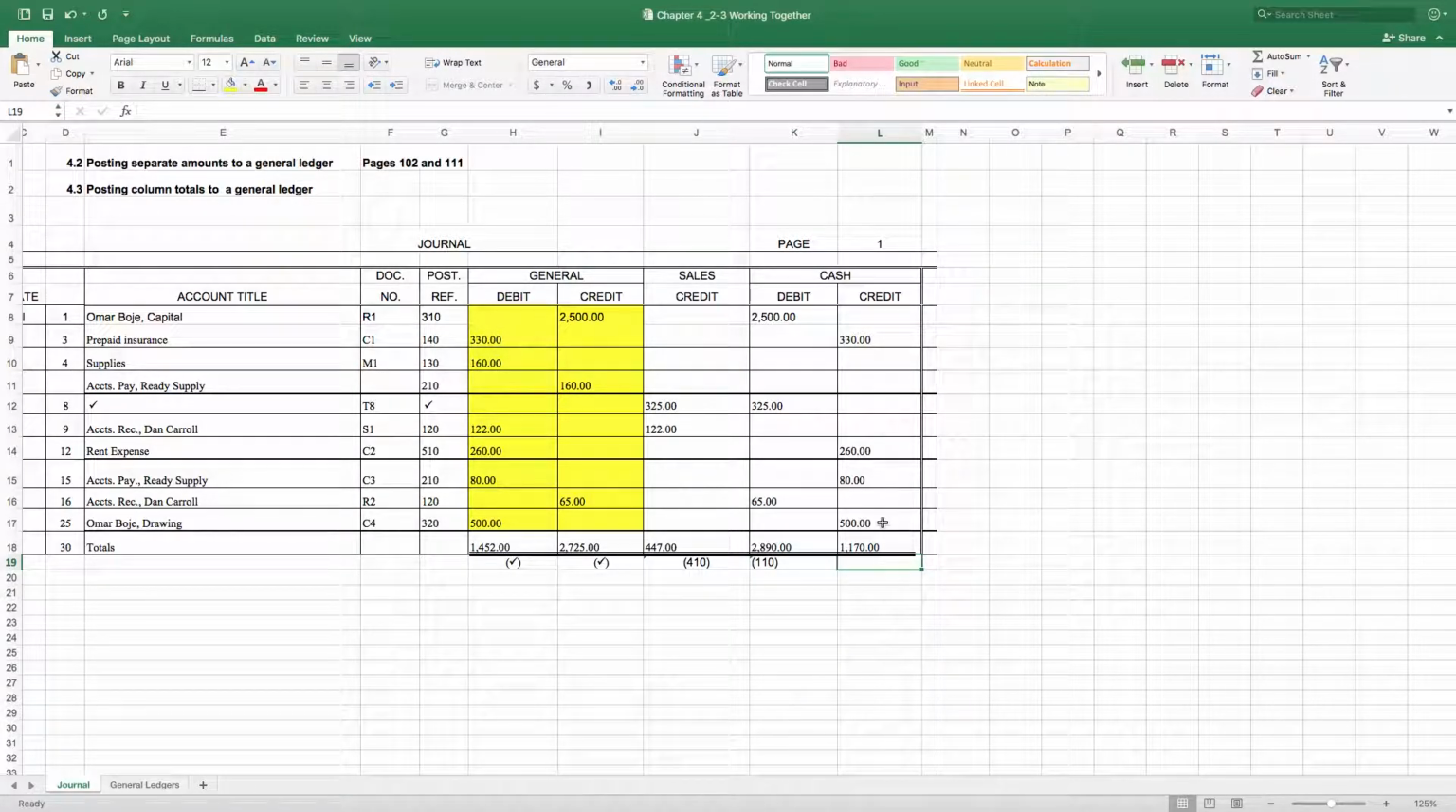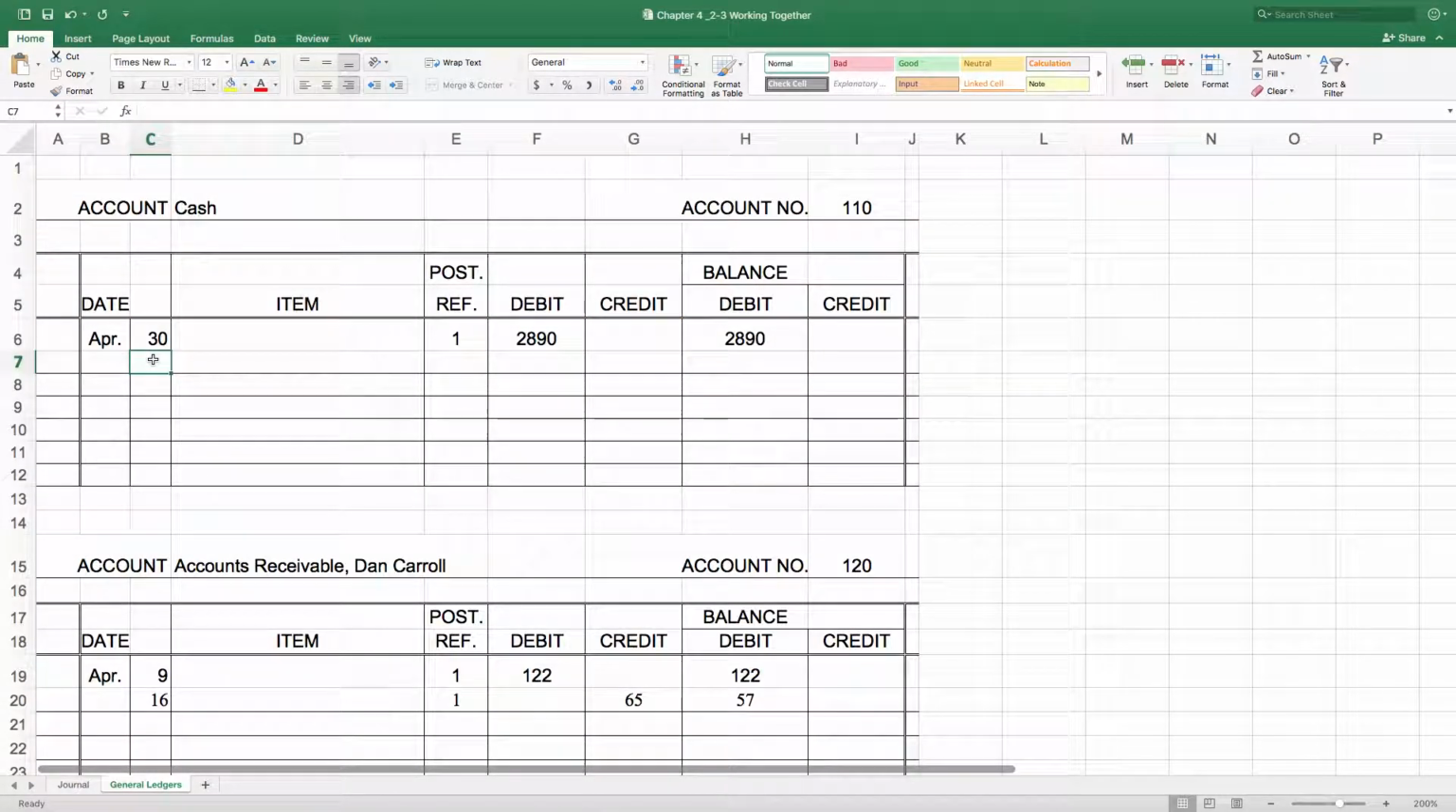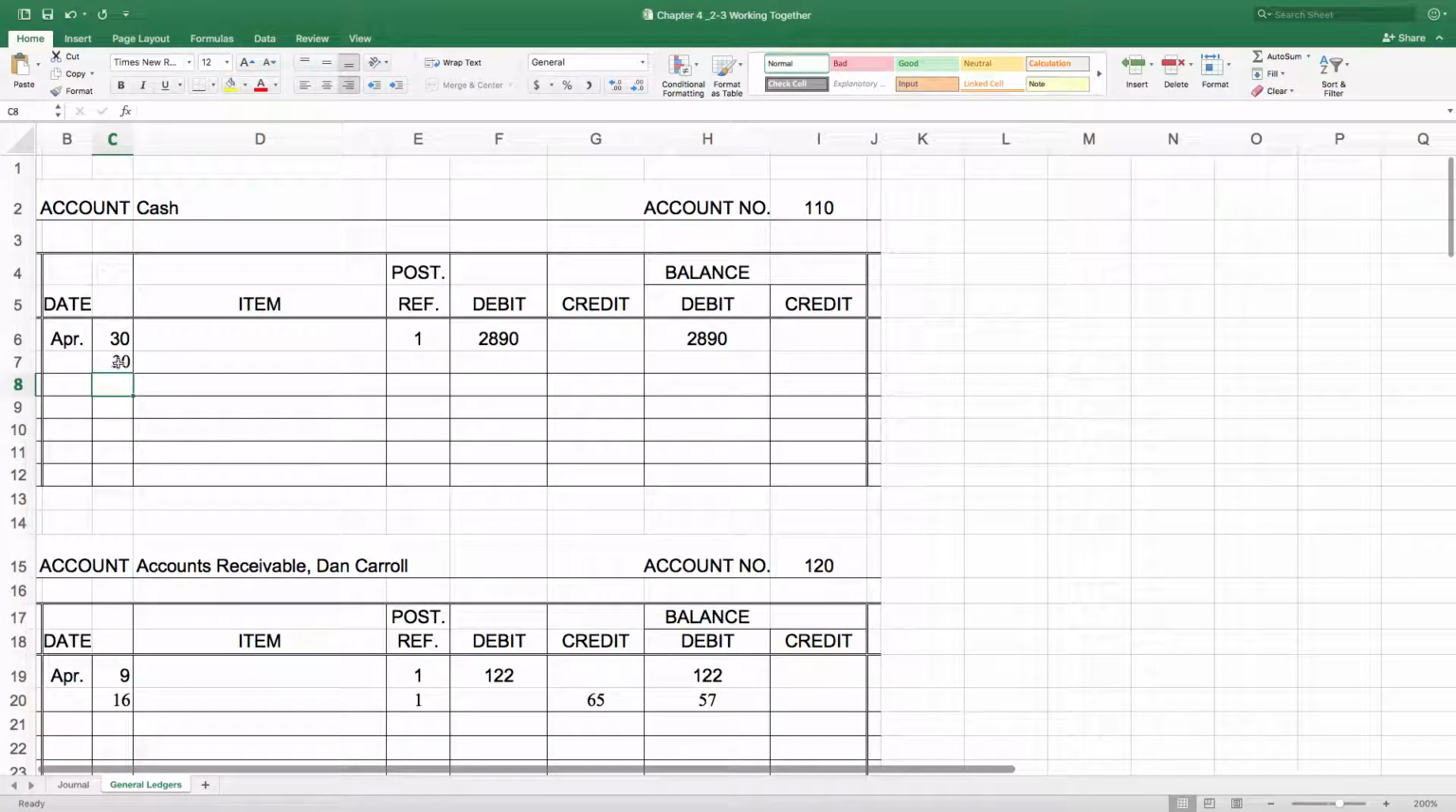Cash credit column has a total of $1,170 on the 30th. So for the cash credit column on the 30th, notice that I have to make a separate entry. I cannot forget that date when I am making another entry. It's coming from page 1 of the journal. It's $1,170 credit, and you have a debit balance and a credit entry, so you have to do the math, okay?